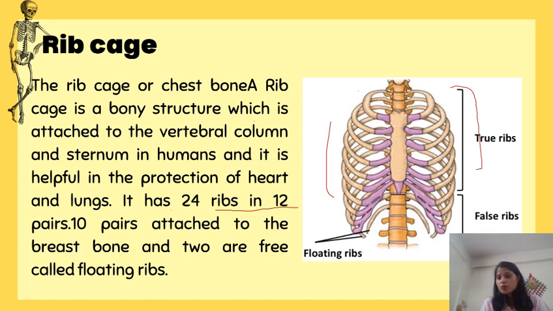Why it is called true ribs? Because it is directly attached to the sternum. That is why it is known as true ribs. And false ribs because it is not directly attached to the sternum. And this is floating ribs. These two bones are known as floating ribs because they are not attached to any bones. Alright. These are attached to the sternum but not attached to the main rib cage. Alright.